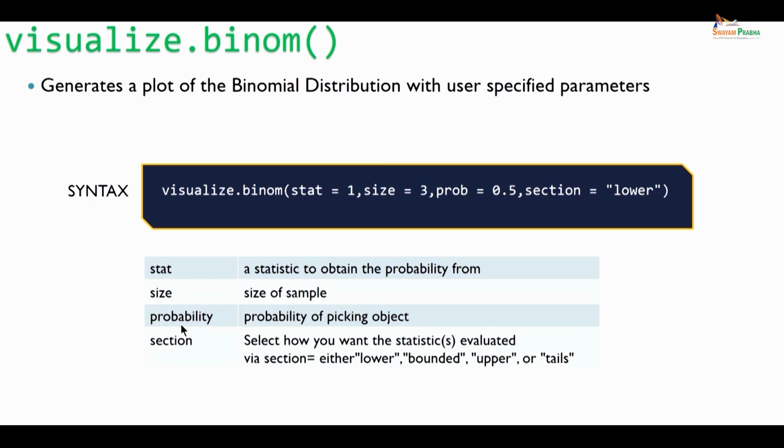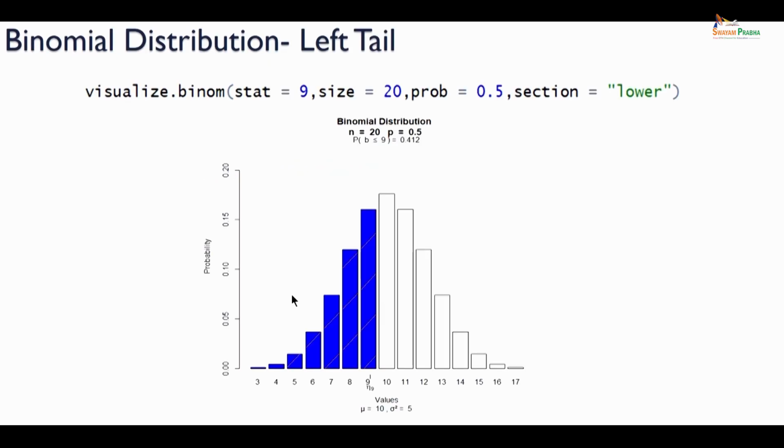Next is probability, which is nothing but the probability of a desired outcome, and the default value is taken as 0.5. Following that, you have the section, which is nothing but how you want the statistic to be evaluated. Before you proceed using the function, you need to load the library visualize. So, let us look at a binomial distribution. We are going to look at a left tail first.